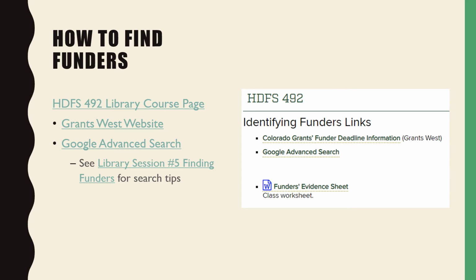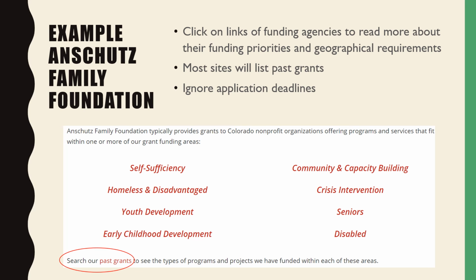If you're not in Colorado, then you might prefer, or you might prefer, even if you are in Colorado, to try the Google Advanced Search. And in the library session Finding Funders handout and video, there are search tips for how to use both of these websites. So here's an example of the Anschutz Family Foundation.